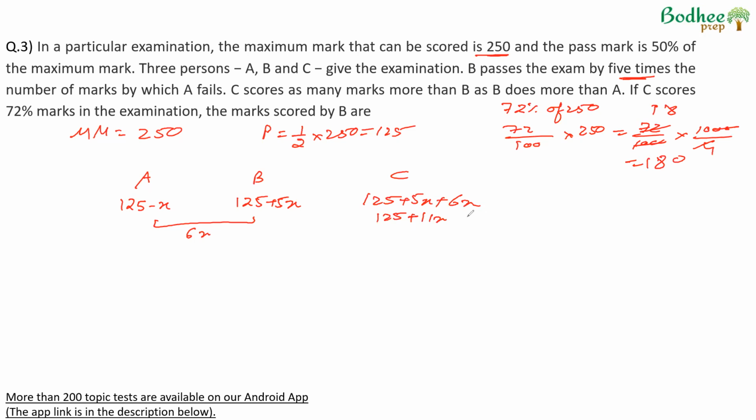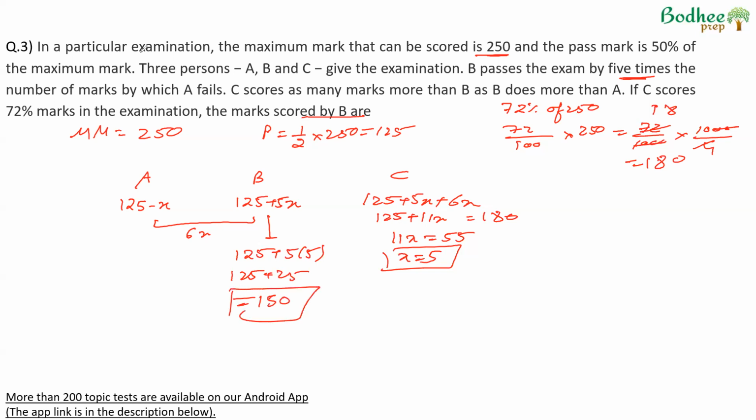So we can say 125 plus 11x is equal to 180, which means 11x is equal to 55 or x is equal to 5. The marks scored by B are simply 125 plus 5x, which is 5 into 5. So 125 plus 25 or 150 becomes my answer.